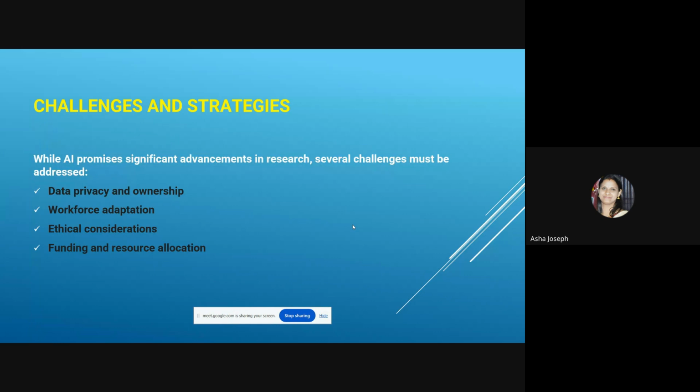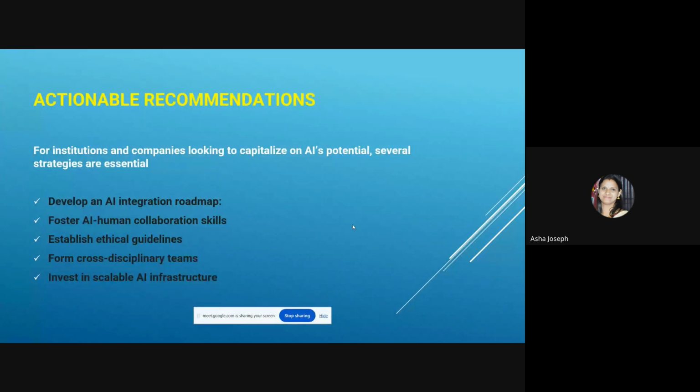So you need to find out who can fund you, and who can give you the allocation of the different resources. So these are some of the challenges which you will come across when you are doing the research. And what are the actionable recommendations?